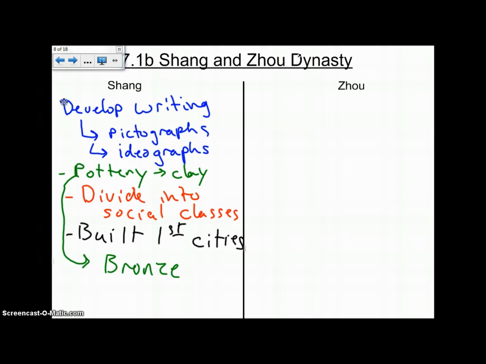All right, let's move over to the other side. What do we have for the other dynasty, the Zhou or Chao dynasty? You got one? They ruled for over 800 years. Yeah, not really a contribution, but certainly an important fact about them is they ruled for 800 years. I guess I should put the word rule in front.